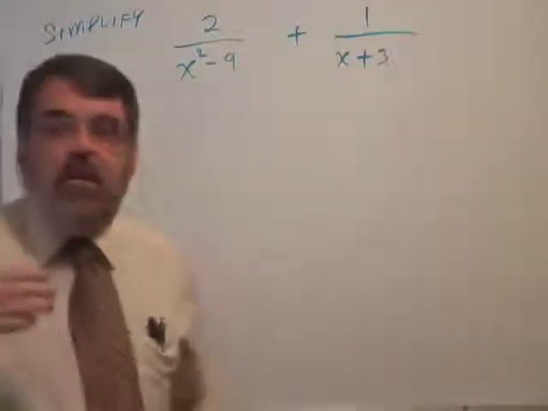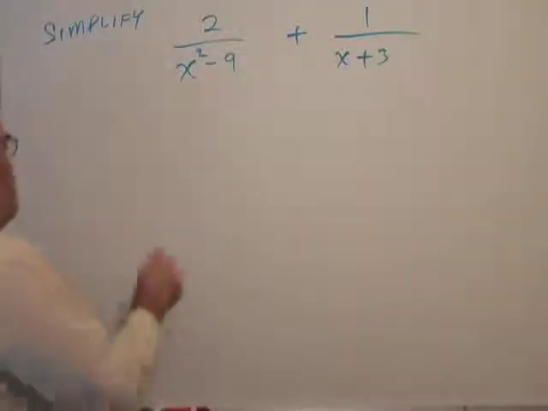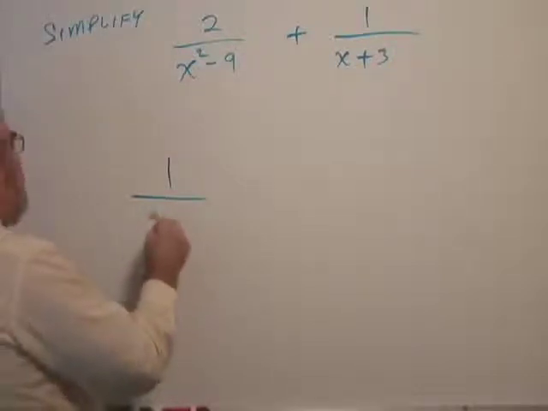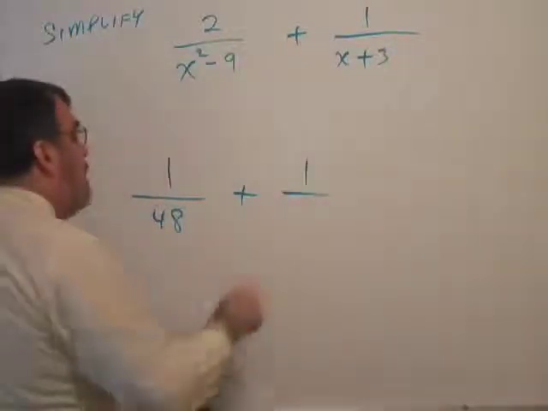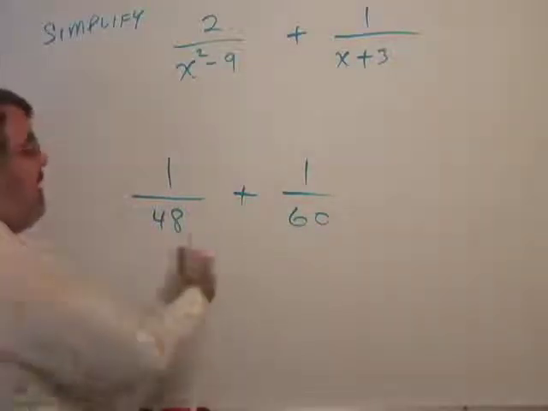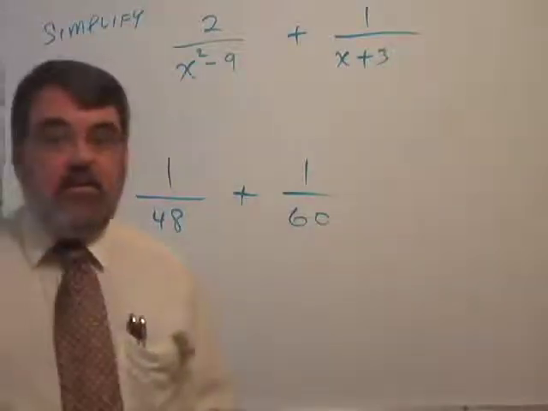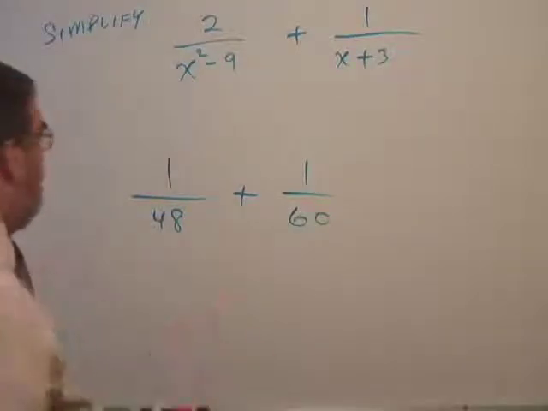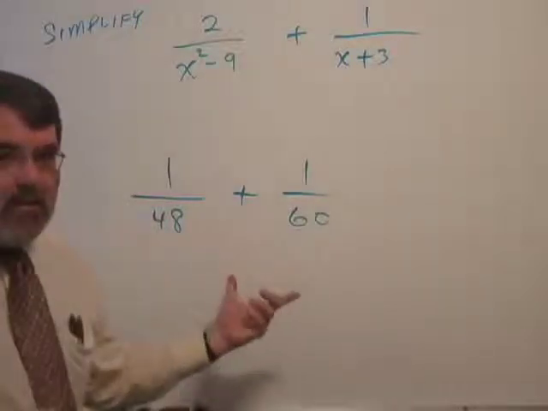For example, let me give you an arithmetic example of what I'm talking about. Suppose you had 1 over 48 plus 1 over 60. Okay, so you could find a common denominator of 60 times 48. It's a very large number. Or you could look for the least common denominator, which would happen to be 240.